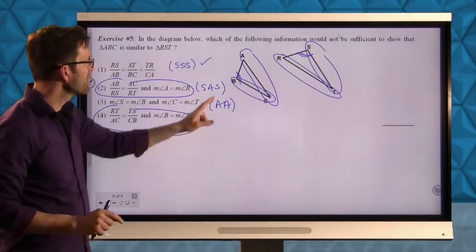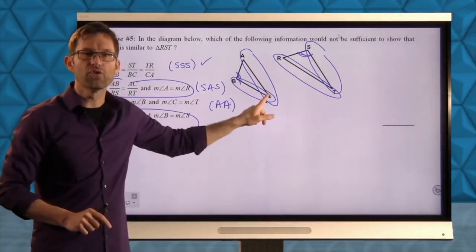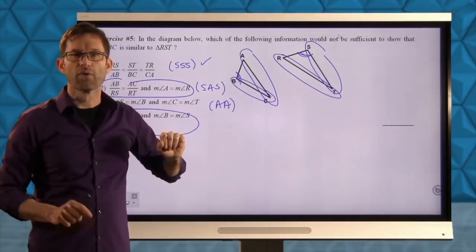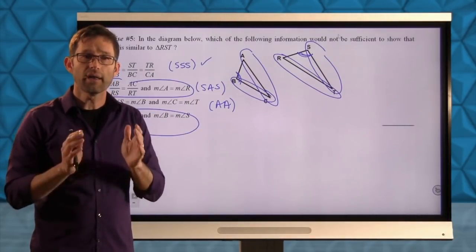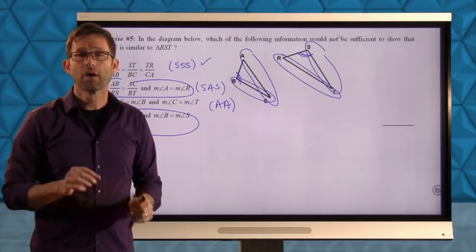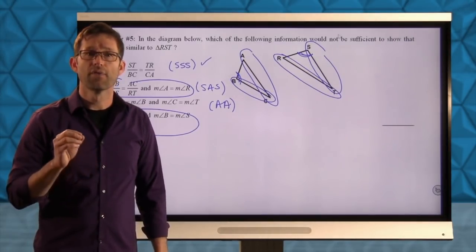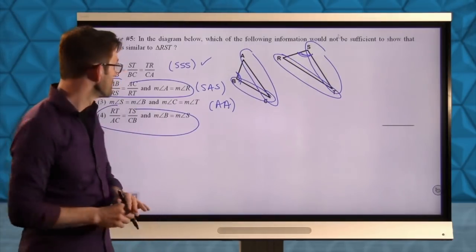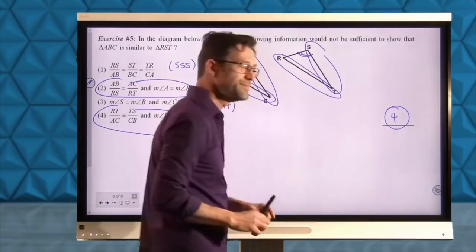And it's not because the angle that's equal is not included between the two pairs of sides that are proportional to each other. Side-angle-side has to have the angle come between the two pairs of sides that are proportional to each other. So in fact, choice 4 is the one that's not enough.